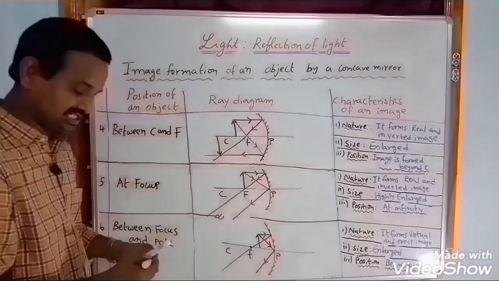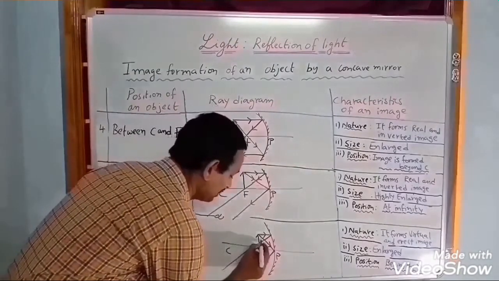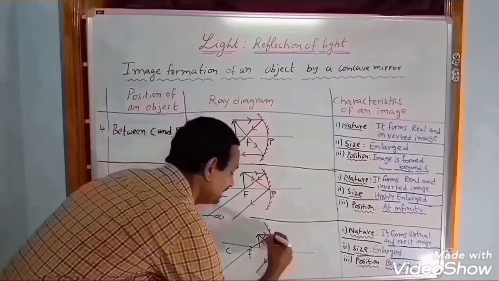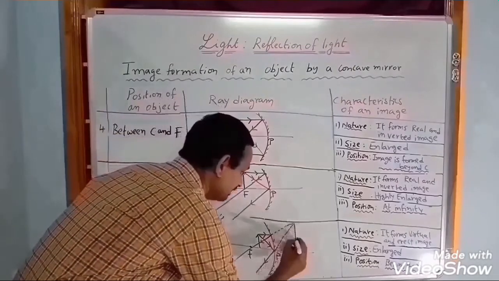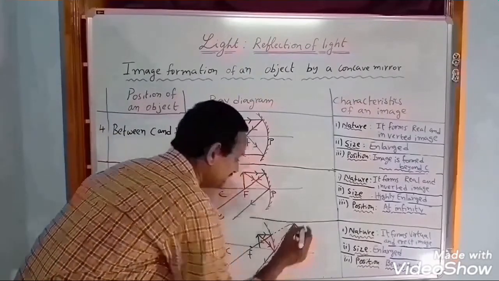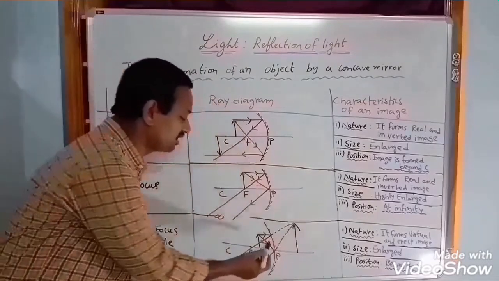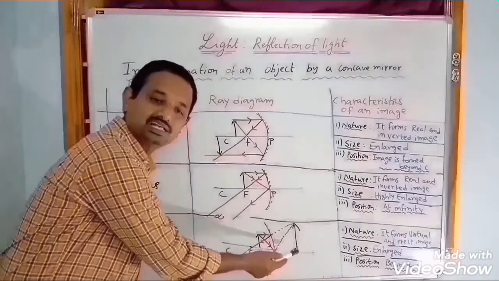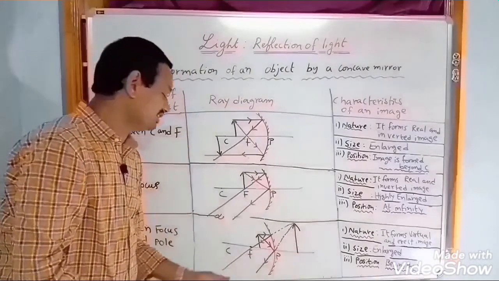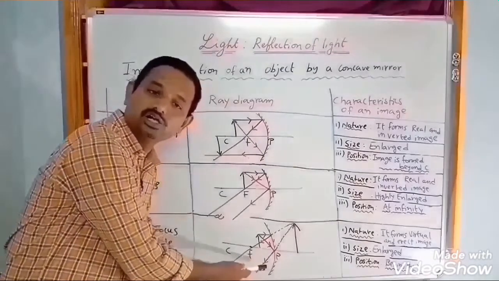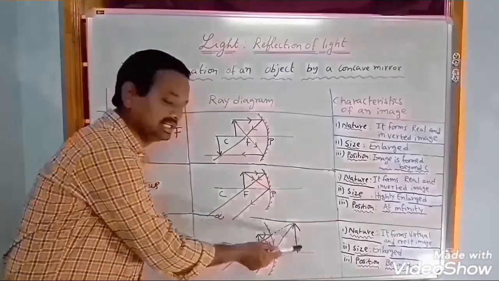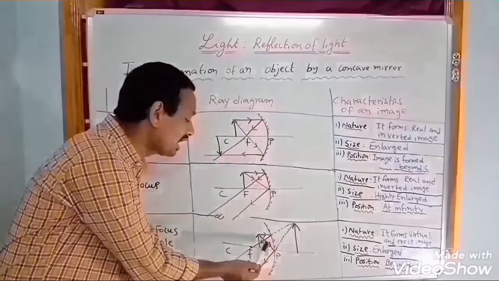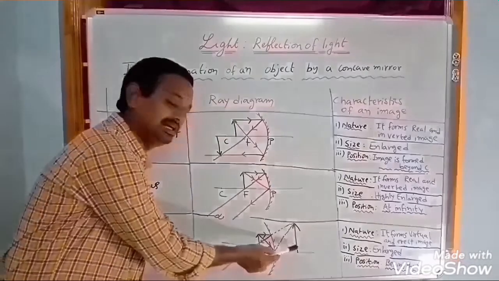If you extend these two reflected rays behind the mirror, they meet at one point at which we will get a virtual and erect image. So here the image is formed behind the mirror, so such a type of image is called a virtual and erect image. It is the only case in a concave mirror where it forms a virtual and erect image. When the object is between focus and the pole, a concave mirror forms a virtual and erect image.